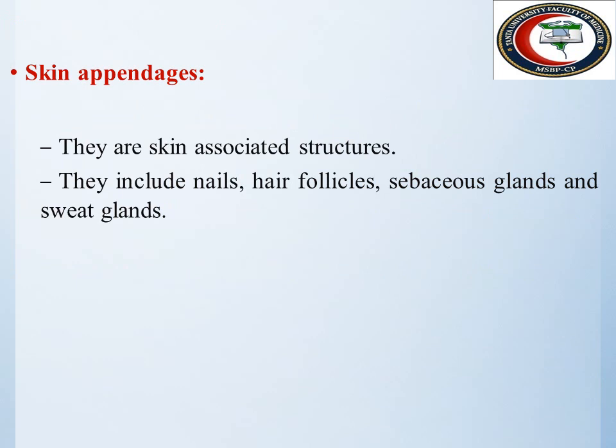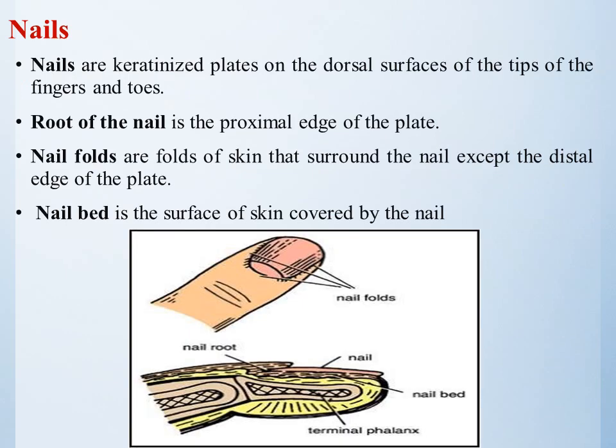Skin appendages are skin-associated structures. Examples of these appendages are nails, hair follicles, sebaceous glands, and sweat glands. Nails are characterized by blades on the dorsal surface of the tips of the fingers and toes. Parts of the nail include its root, which is the proximal edge of the blade, and the nail bed, which is the surface of the skin covered by the nail. There is a fold of skin that surrounds the nail except at the distal edge of the blade, and it's called the nail folds.